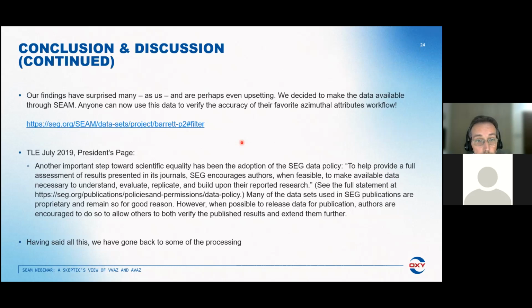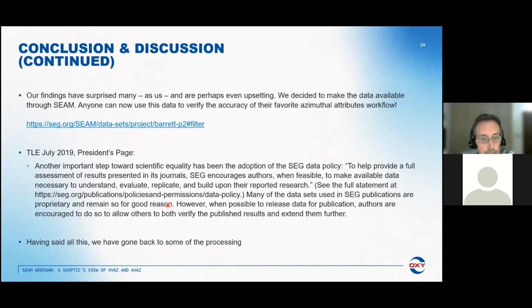Now, certainly that surprised me, because earlier on in my career, I thought, hey, this is working, but it may even be upsetting. But the processed data is available through the SEAM consortium, as is the model itself. So if you don't like the processing, you can do your own processing tests. You can also do your own Vvaz and AVAz tests with the processed data, with your favorite workflow. So this is actually the link, or you can just do a search on the SEG site.